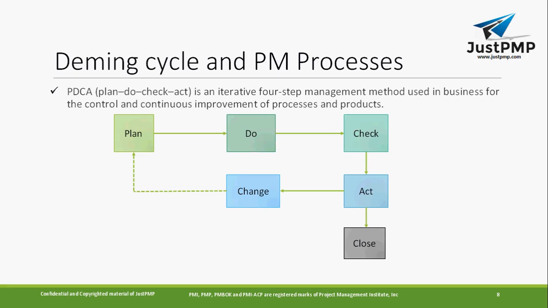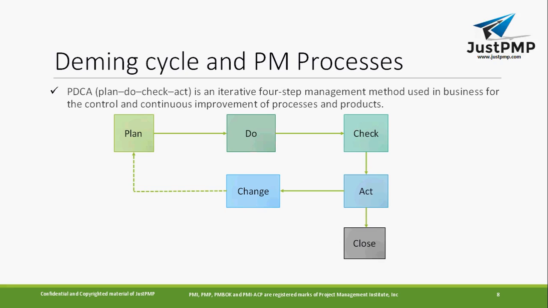So the third thing is the Deming cycle and PM process. In the project management examination they ask you what a Deming cycle is. One question is going to come based on this Deming cycle and PM process. The Deming cycle is nothing but plan, do, check, and act. It is called PDCA. Very simple. Plan, do, check, and act. It's called a Deming cycle.